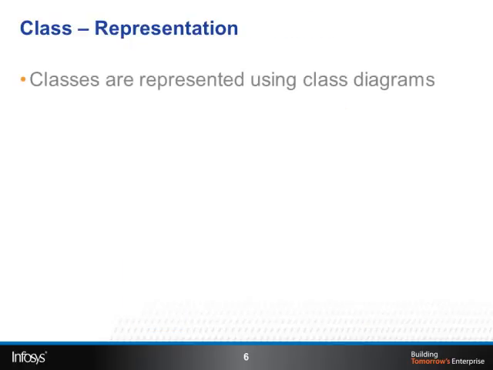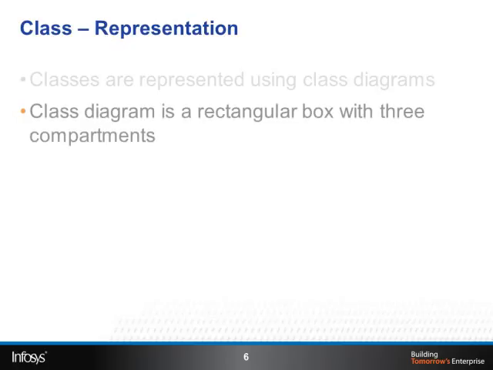The classes are represented using class diagrams. A class diagram is a rectangular box with 3 compartments. The first compartment holds the class name. The second compartment holds the attributes represented as variables. And the third compartment holds the activities represented as methods.